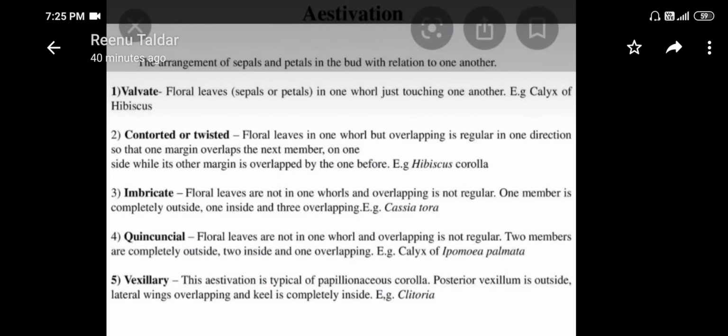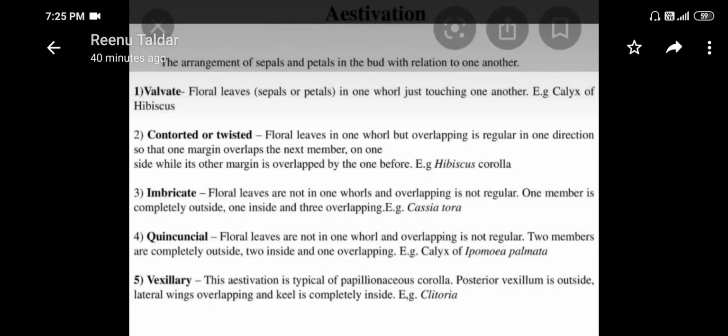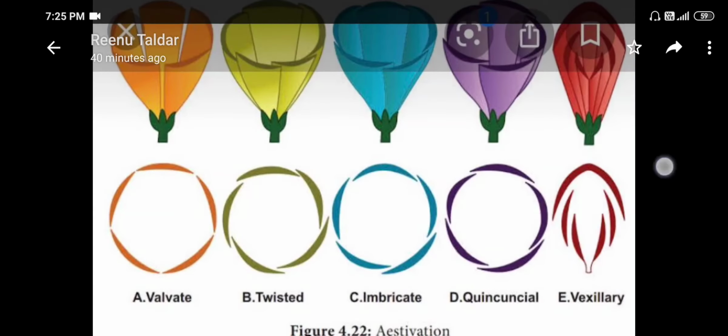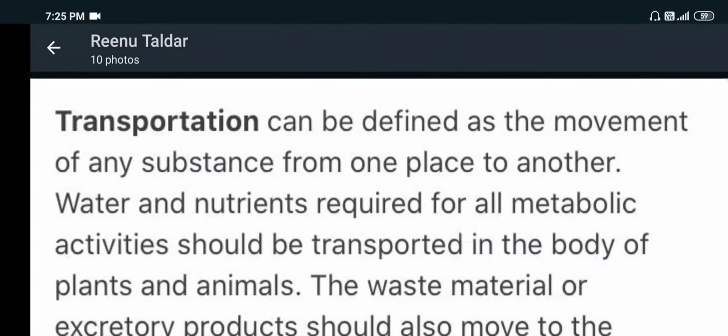So this estivation is a very new topic. You have not learned this. Generally it is asked for the 5 marks question.